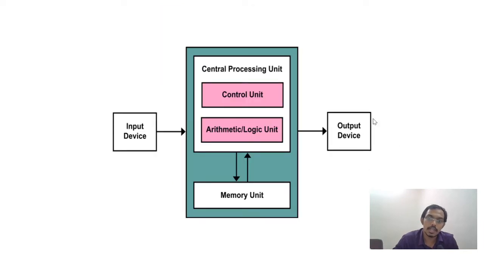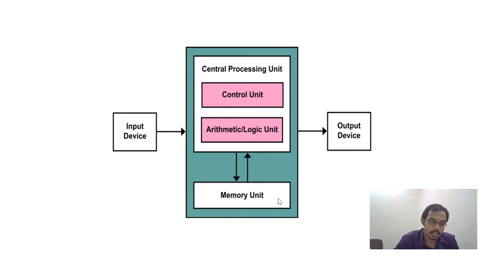Now in the next slide we have to discuss the basic components and the basic block diagram of a computer system. Now we know that the input device is connected to the computer, that is the CPU, and the output device is also connected to the computer. The central processing unit is divided mainly into two parts: the CU, that is called the control unit, and the arithmetic logic unit. The CU communicates between the input device, the output device, and the memory unit.